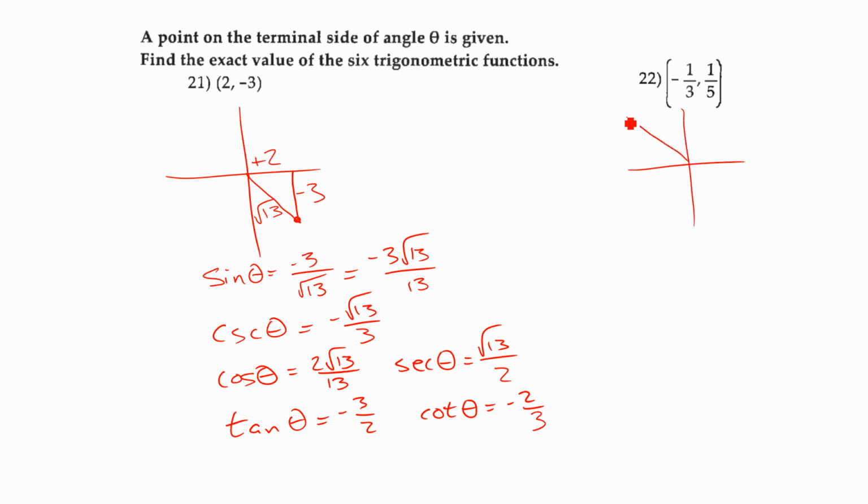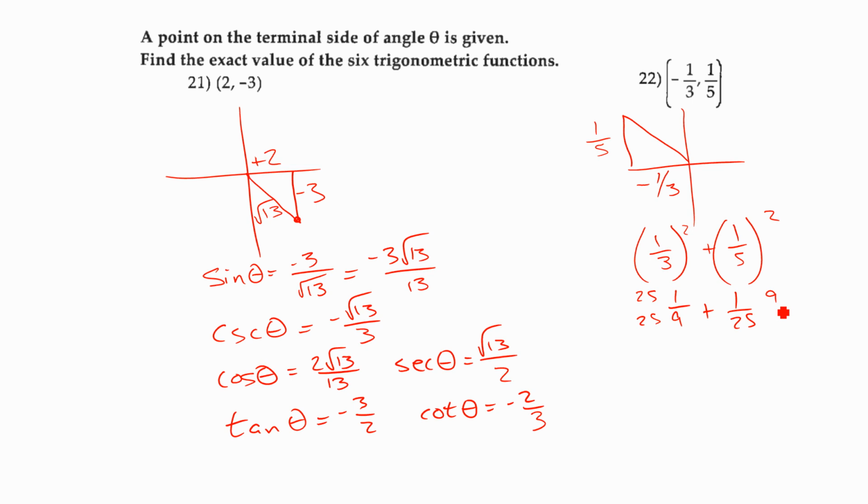Negative x, positive y is in quadrant 2. We have a negative 1/3. We have a positive 1/5. And let's do Pythagorean. A third squared, don't care about the negative because it'll be squared, plus a fifth squared. And we've got a 9th plus a 25th. So let's get a common denominator. 9 over 9. So what do we have here? 9 sets of 25 is 225, so 225 is our denominator. And we'd have 25 plus 9, so 34. Square root of that is rad 34 over 15.